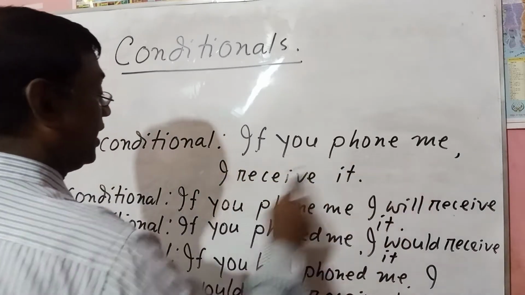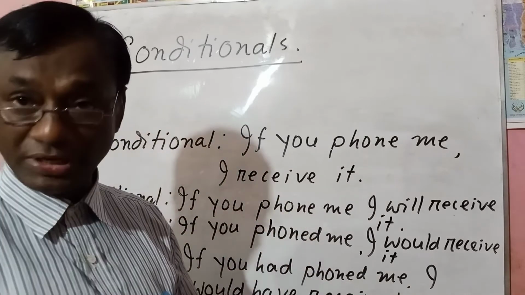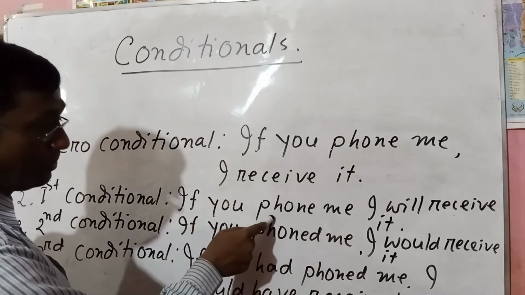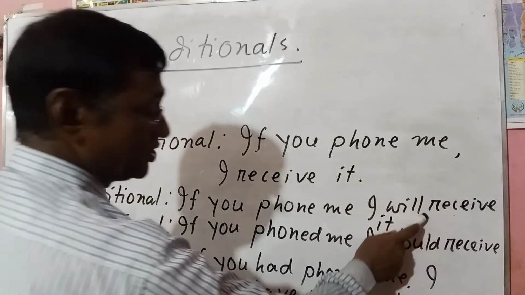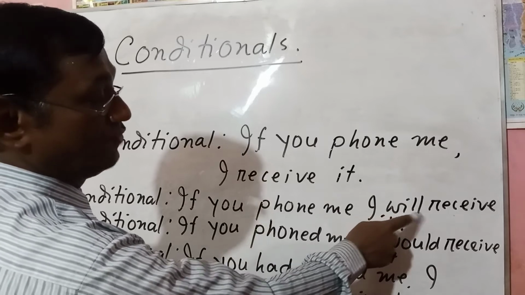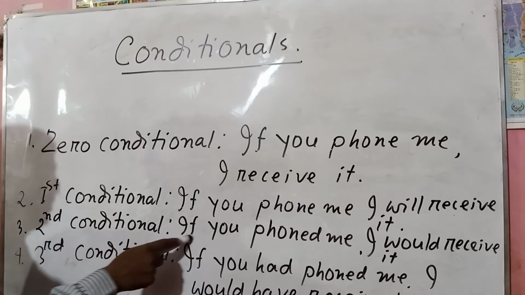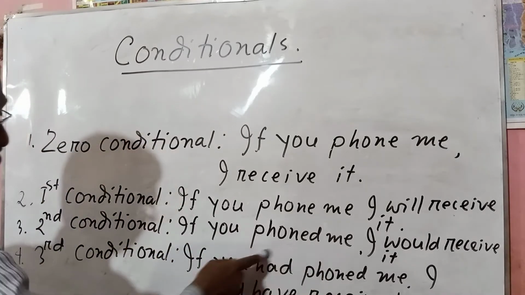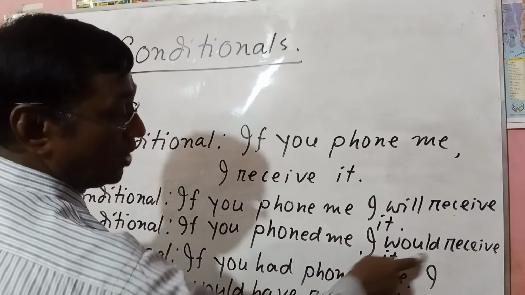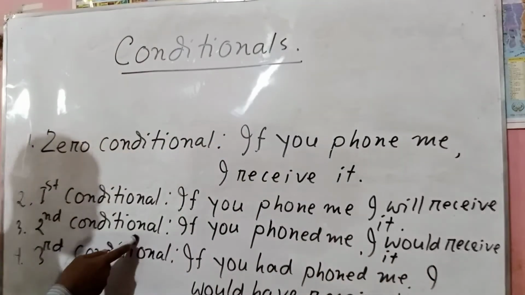If you phone me, I receive it. Both the principal clause and subordinate clause are simple present. In the first conditional, if you phone me, this is the simple present, and the rest of the clause will be simple future indefinite tense. This is called first conditional. And second conditional, if you phoned me, this is the simple past, and the principal clause, I would receive it. Here you have to use would, might, could. Okay, this is called second conditional.